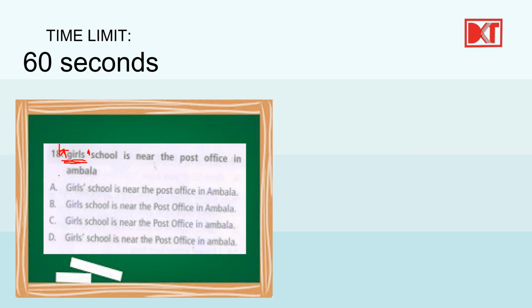Here, Ambala is the name of a place. So A will be capital. And then in the end, we'll have a full stop. So the correct answer is A. Girls' school is near the post office in Ambala.